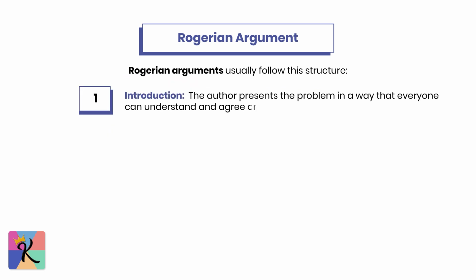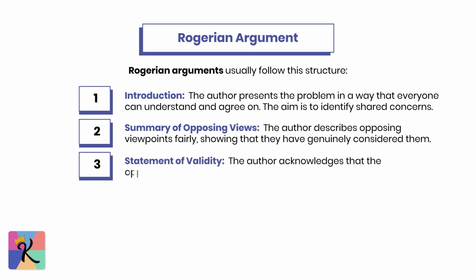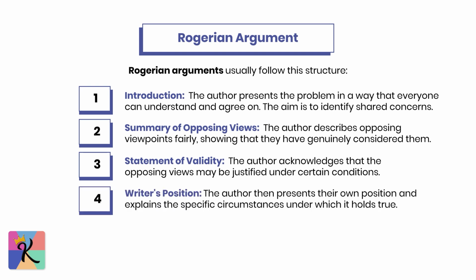Introduction. The author presents the problem in a way that everyone can understand and agree on. The aim is to identify shared concerns. Summary of opposing views. The author describes opposing viewpoints fairly, showing that they have genuinely considered them. Statement of validity. The author acknowledges that the opposing views may be justified under certain conditions. Writer's position. The author then presents their own position and explains the specific circumstances under which it holds true.